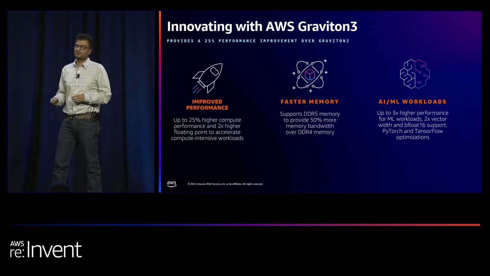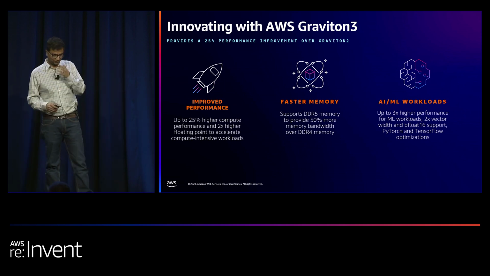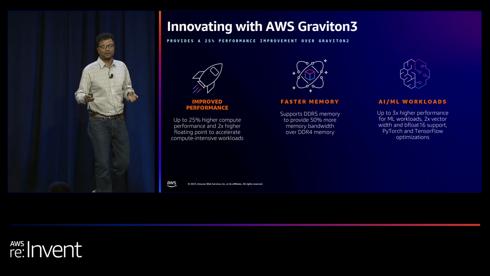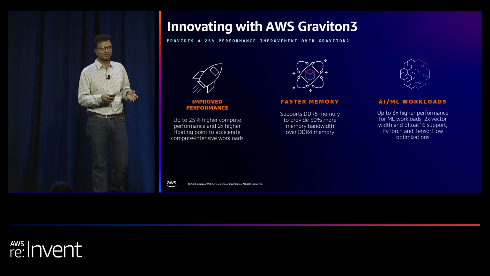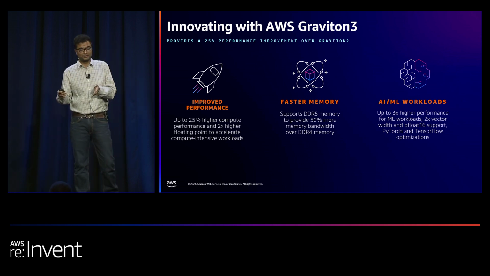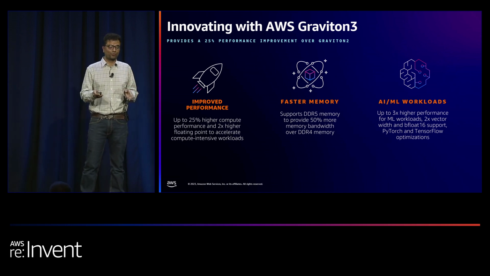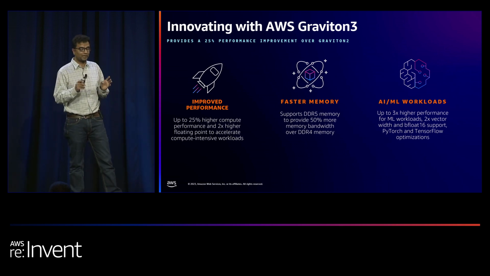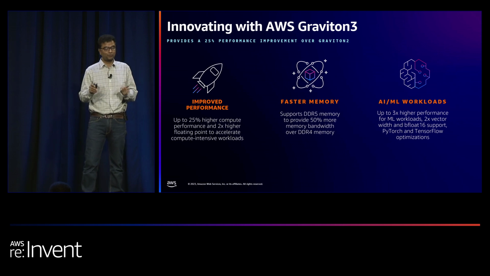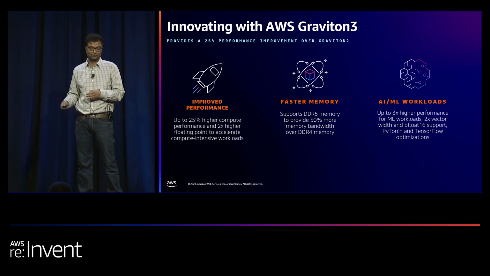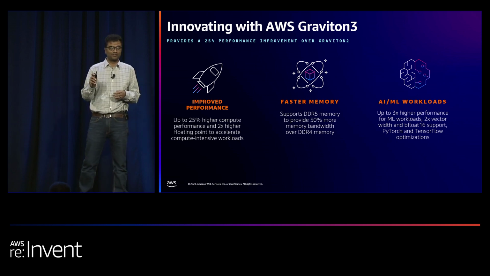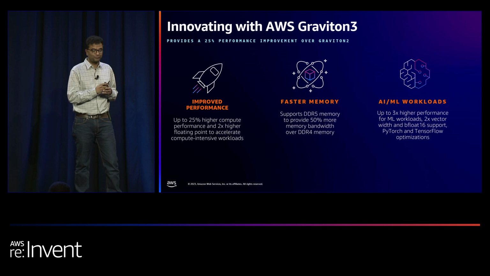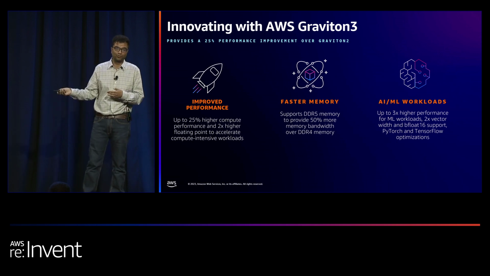Let's look at the instances that we have offered in the past year and a half or so. So we started the Gen 7 journey with Graviton 3-based instances. We launched C7G instances and then M7 and R7G instances. These instances provided up to 25% higher compute performance and 2 times higher floating point performance to accelerate most compute-intensive workloads. These were the first instances in cloud to support the DDR5 memory, which provided 50% more memory bandwidth over the DDR4 memory DIMMs that we had.